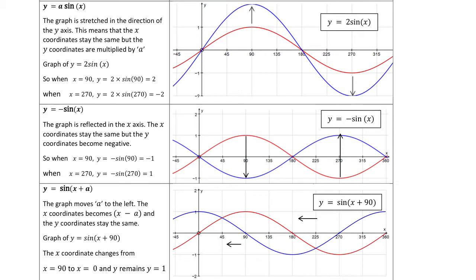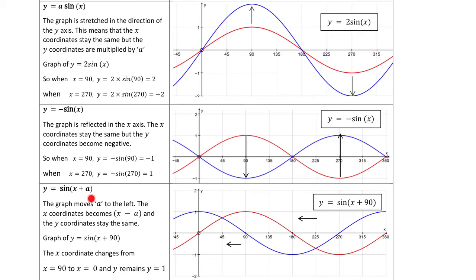The minus sine of x, so it's a reflection on the x-axis. So the 45 at root 2 has been reflected to minus root 2, 90 and 1 has been reflected to minus 1, 225 has been reflected down as well. So they've all been reflected in the x-axis.